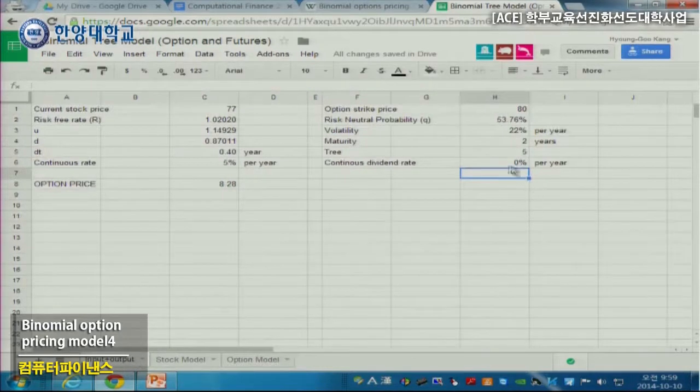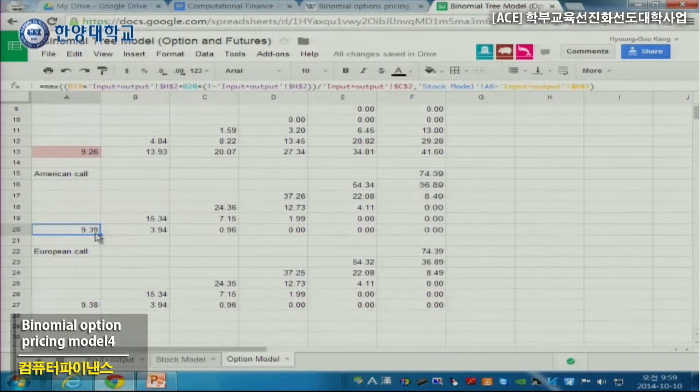But if there is a dividend rate, let's say 3%, then now the American option is more expensive, slightly more expensive than this one. Which means that without dividend, the European call and American option prices are the same. But if there is now a dividend, then the American option is more valuable. Which means that there is a possible state in the tree somewhere where it is better to exercise the option earlier than later. Why is that?